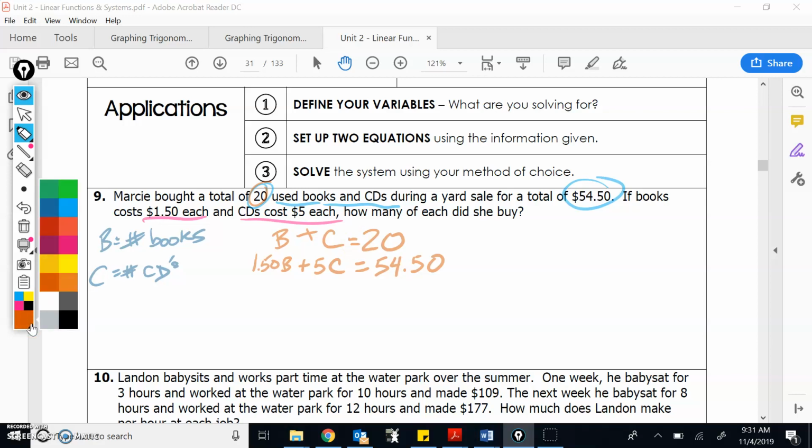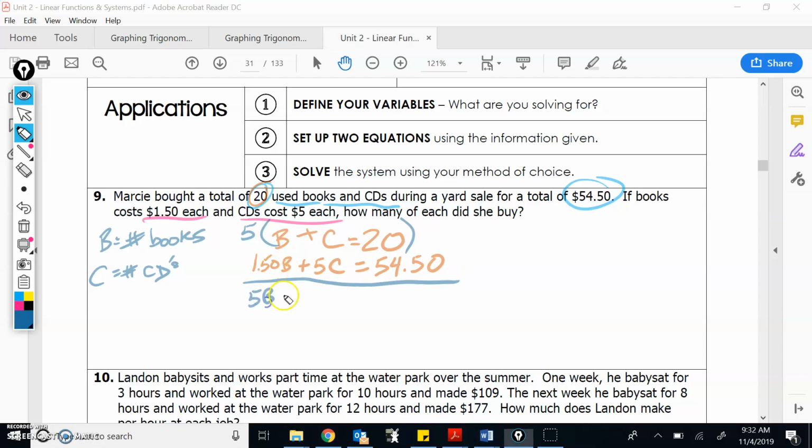For these word problems, you probably will have some decimals in there, but you can solve using either substitution or elimination. I am going to do elimination for this one. I'm going to multiply the top by 5. You could have done 1.5. You could have also solved using substitution, just your method of choice. So the top becomes 5b plus 5c equals 100. The bottom stays the same.